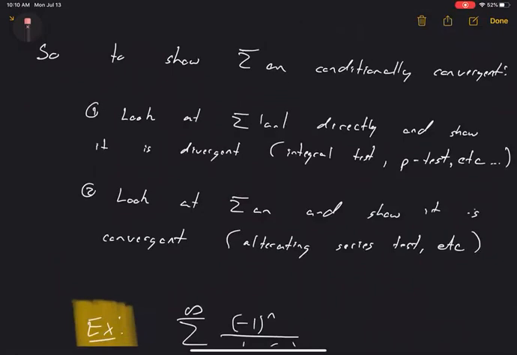So let's be very clear what I mean. If we want to show the series is conditionally convergent, first we look at the series of absolute values directly and show it's divergent. So not using the ratio test or root test, we're going to look at just that series of absolute values, and we're going to show it's divergent. To do that, we can use our previous knowledge like the integral test, p-test, etc. And then second, we're going to look at the original series and show it's convergent. A lot of times we're going to use the alternating series test for that.